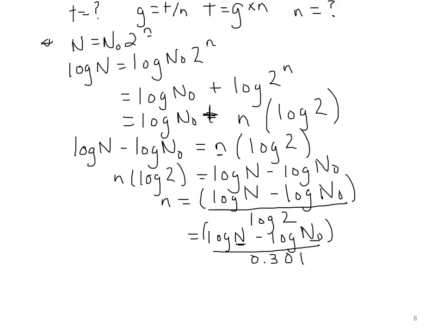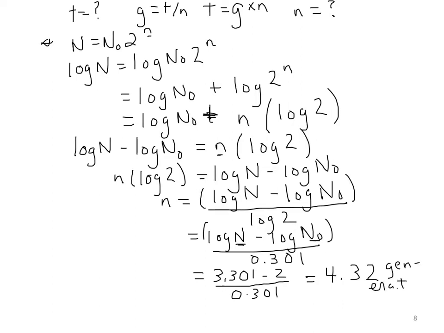And so if you use a calculator or Excel to solve here, you'll determine that for this particular problem it is 3.301 minus 2 all divided by 0.301, okay? And that's going to equal 4.32 generations. We just solved for little n, or the number of generations. I'm running out of space, so I'm going to solve the rest of the problem over here.